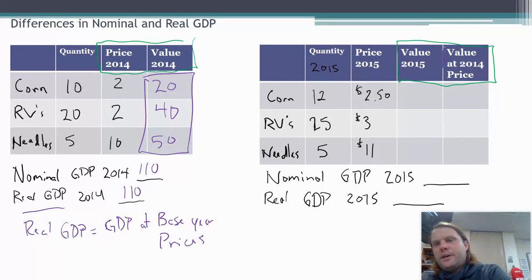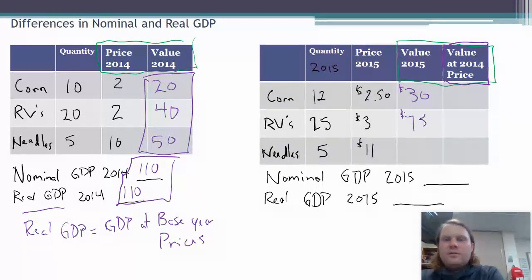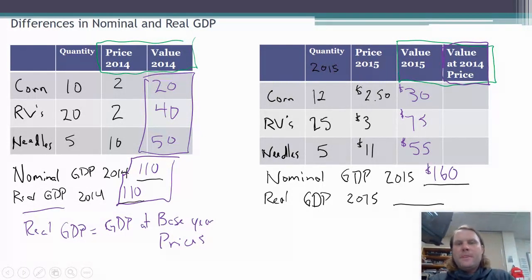If you get ahead, you'll see that we're going to get to that in a second. Let's figure out the rest of this math. We've got to remember these two numbers over here. Let's figure out the nominal GDP in 2015. 12 times $2.50 is $30. 3 times 25 is $75. 5 times 11 is $55. Add those up, and that gives us $160, not adjusted for inflation, in 2015.